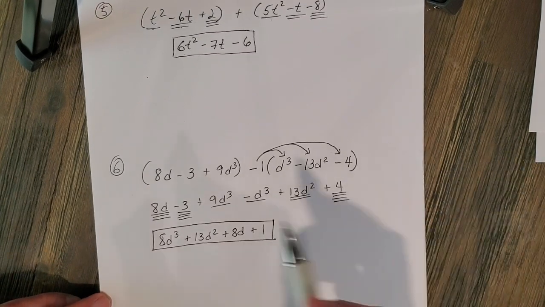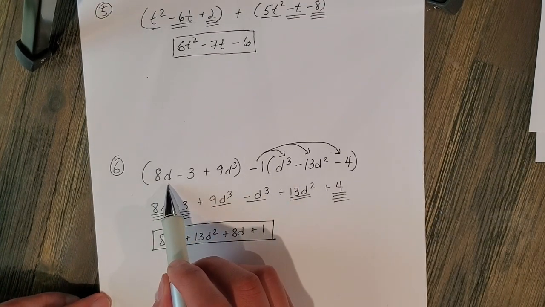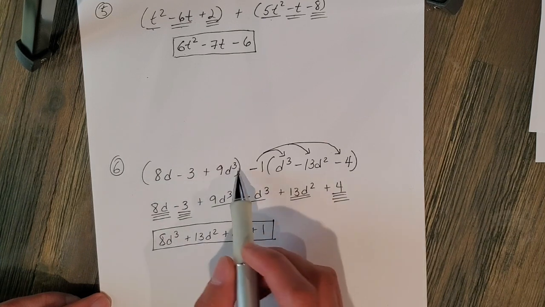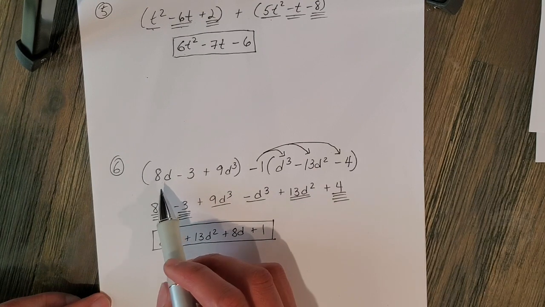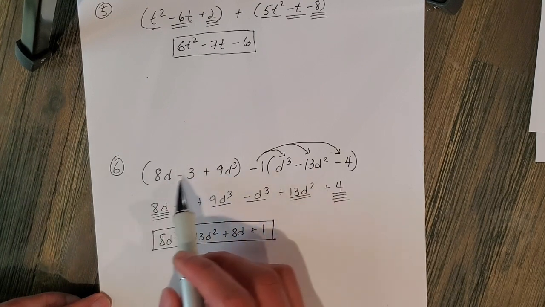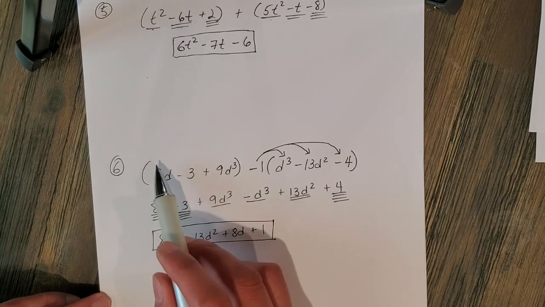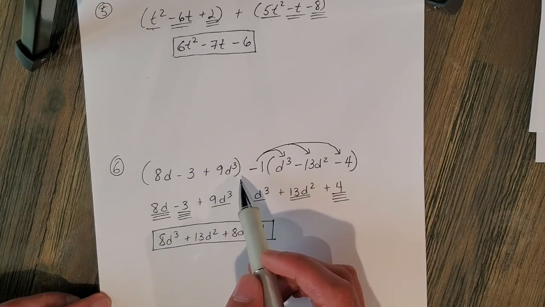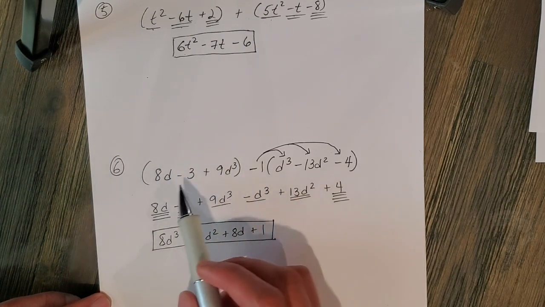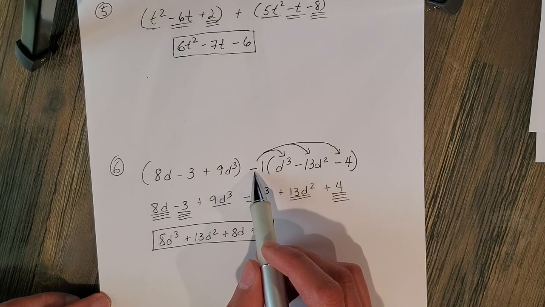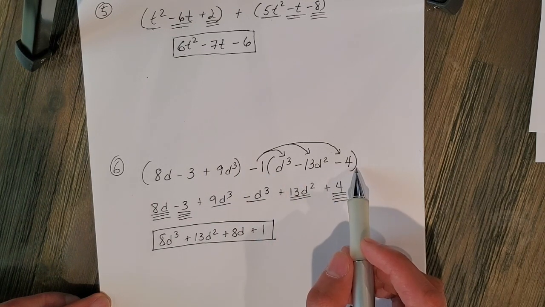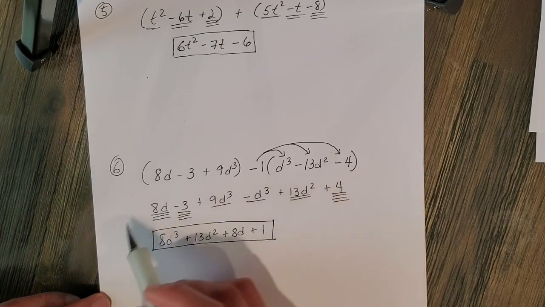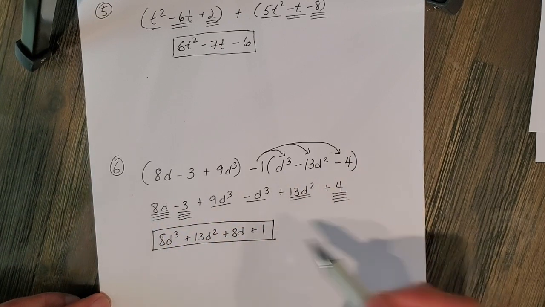And the last one, 8d minus 3 plus 9d squared. Notice these are out of order. They're not in what we call standard form, which means that we have the highest degree first and then the constant at the end. So this one's mixed up. Okay, but it was a subtraction problem, so I went ahead and distributed the negative 1 all the way across. And then I combined my like terms below and I got my answer.